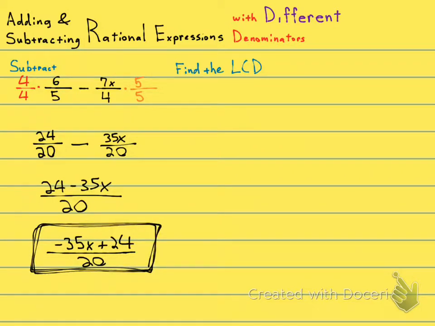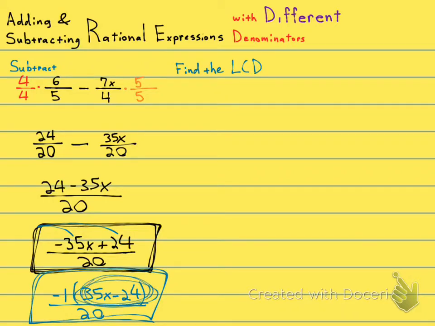You do want to get in the habit, so let me show you what it looks like to factor out the negative 1. You always want your leading coefficient to be positive. So now I have a positive 35x minus 24. Okay, I factored a negative out of both of these. This is a better format because now, if the case arose, I would be ready to cancel that factor out.